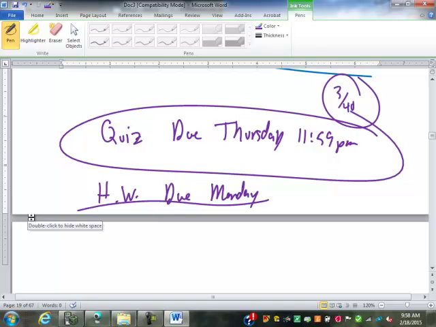The way this class is set up is it's supposed to be 3 hours of lecture and 1 hour of work time a week, and I haven't been giving you 1 hour of work time. So if you want to use the computer lab next door to work on stuff so you can ask me questions for the next 20 minutes, that's wonderful. Otherwise, if you want to just ask questions tomorrow, you can.